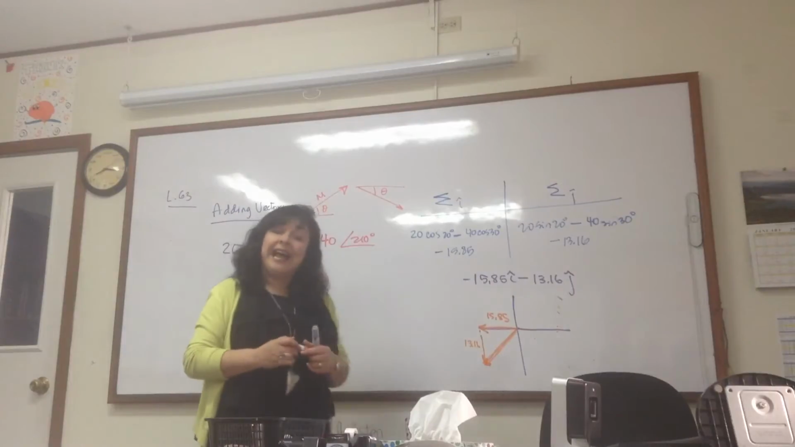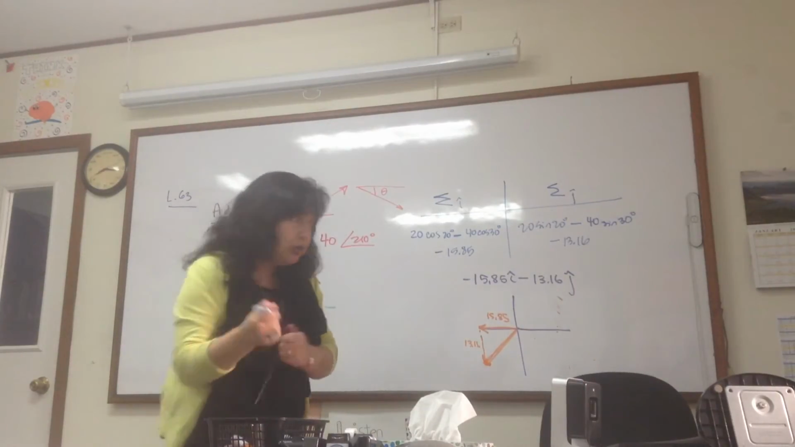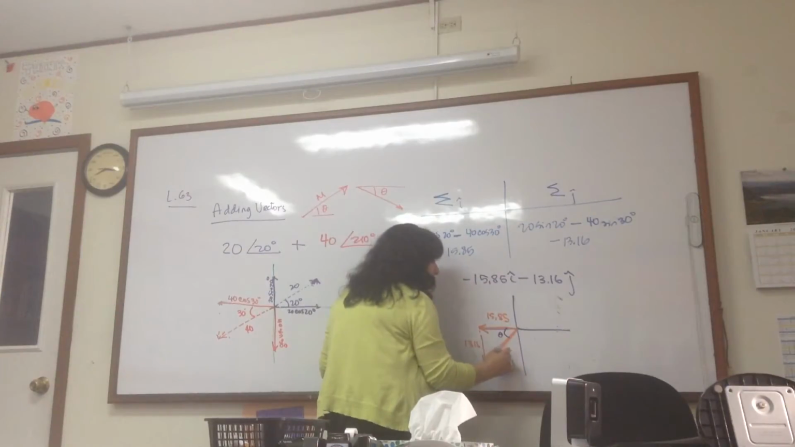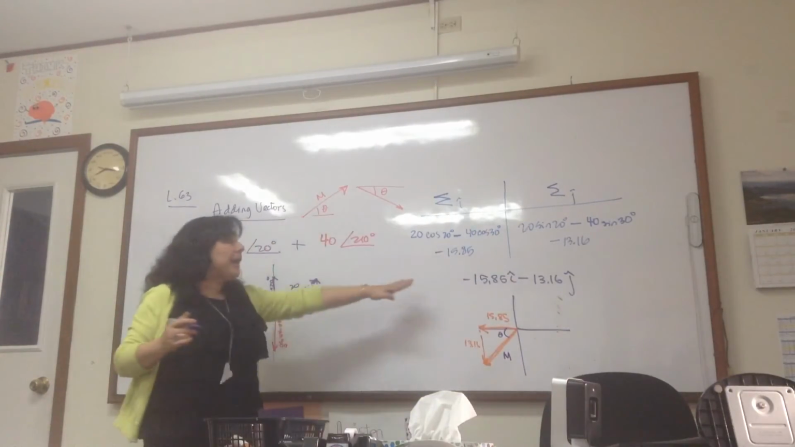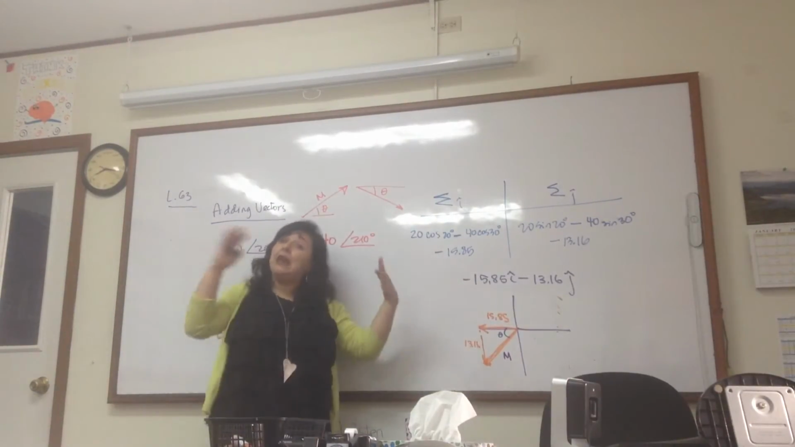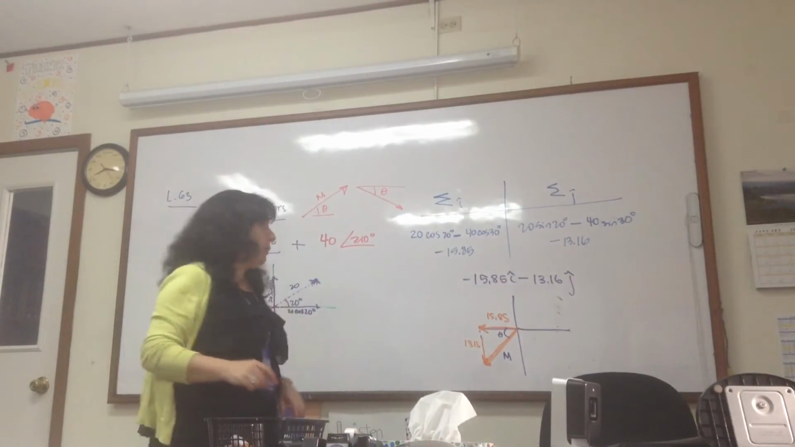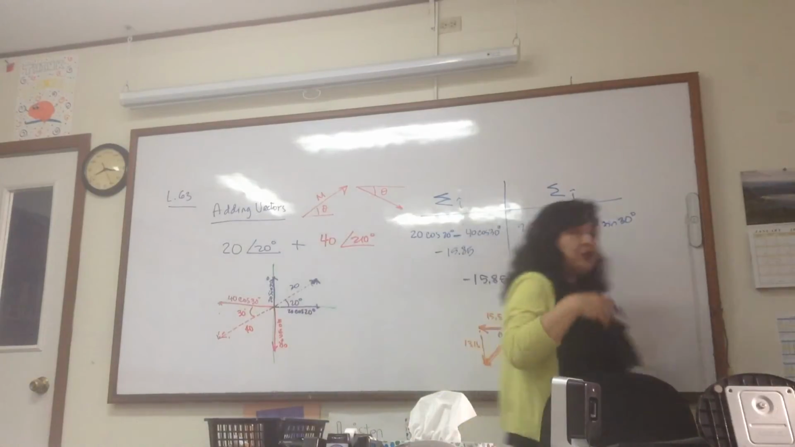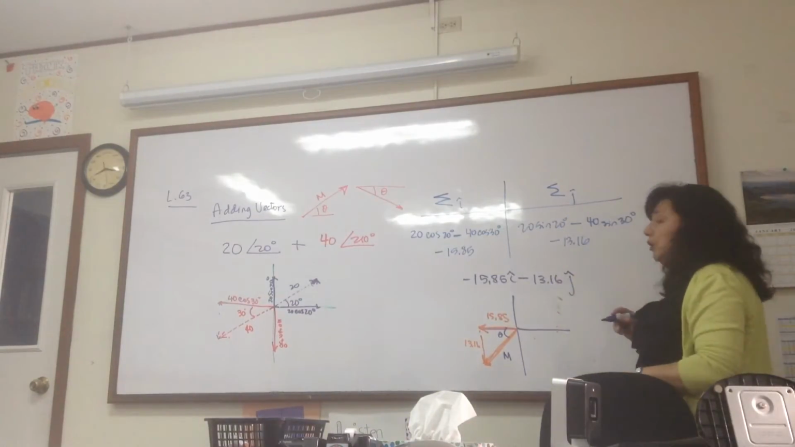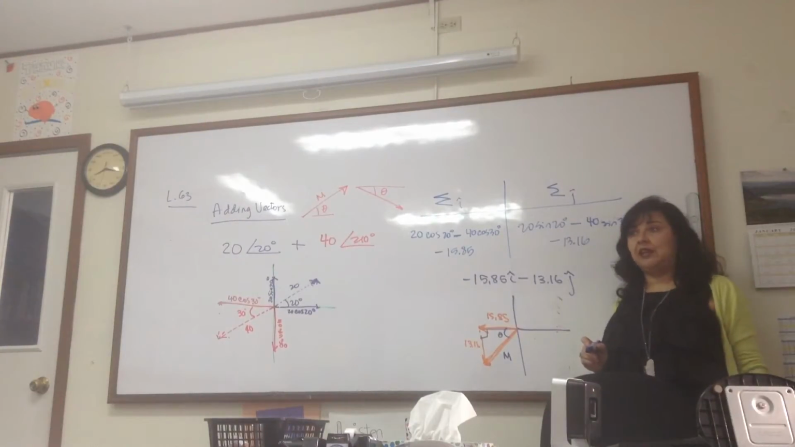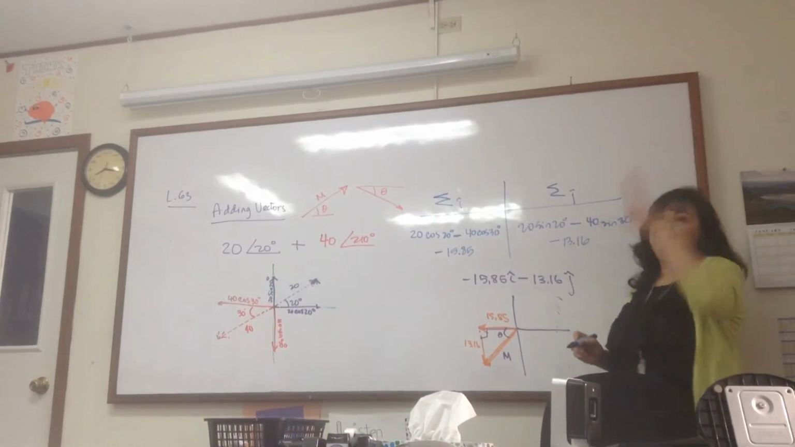But I have to find out how much this angle is and how much this magnitude is. So we're back to the beginning. I'm going to express this in polar form. So what do I do? We're back to this. How do I find that magnitude, if I have the rectangular form, 15.85 and 13.16? Pythagorean theorem.